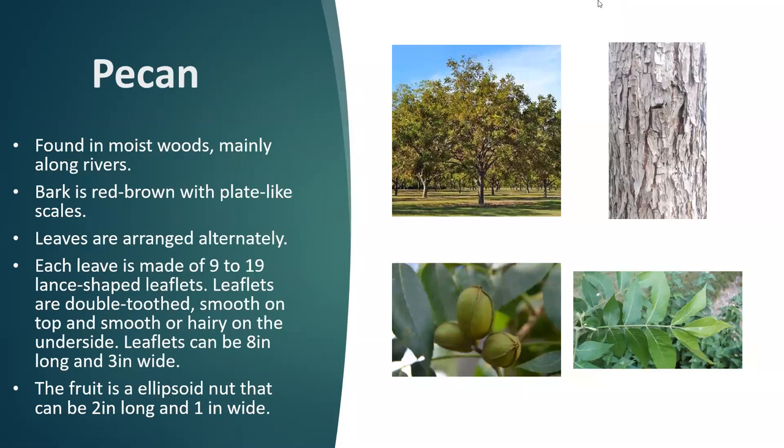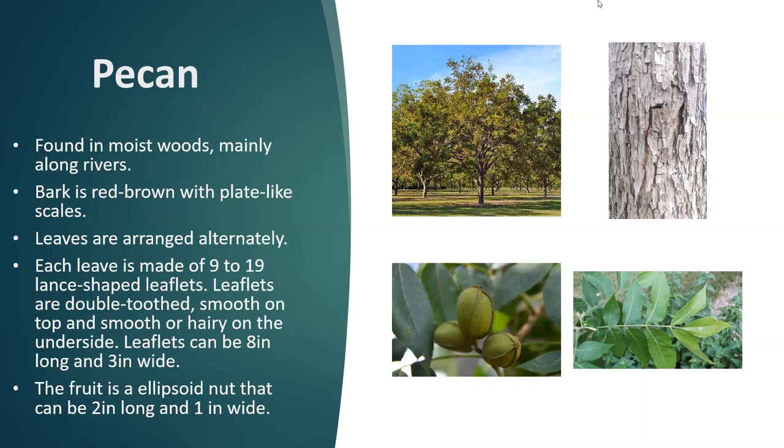Now we're going to switch gears a little bit and move away from oaks. We'll move into the black walnut or the hickory family. Everybody's probably somewhat familiar with the pecan. If not, I'll invite you over for Thanksgiving. We'll have some good pecan pie. But pecans are typically found along moist soils. They're another riparian species.